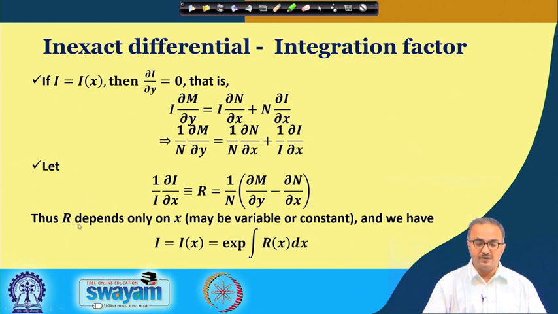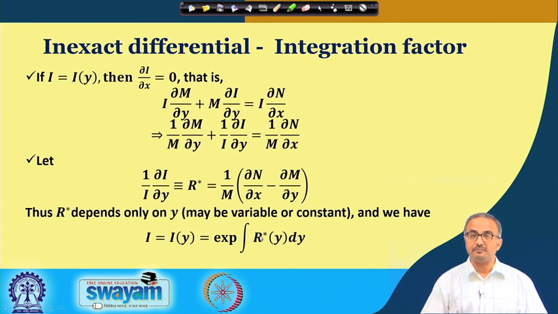Now, what we do, r will depend on x only, and it may be variable or constant. Once we integrate this particular equation, we find that we shall get logarithm of I is equal to the integral of r dx, and then we put this in an exponential term. So, it becomes I equal to exponential of the integration of r(x) dx. Once we do this manipulation, we would be able to get the value of the integration factor, provided it is a function of only x.